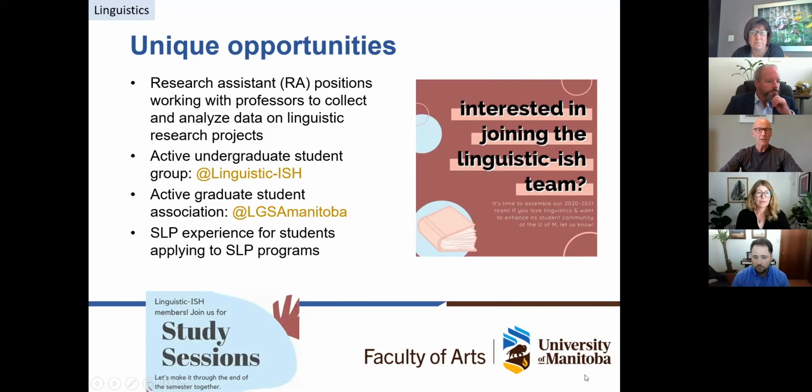There are lots of unique opportunities in the department and outside for students who could work as research assistants with various professors. There's an active undergraduate student group, and there's a link for it there. We also have a graduate student association. And for many students who are interested in speech language pathology programs, quite often they'll get to have some experience on site in various places for that.